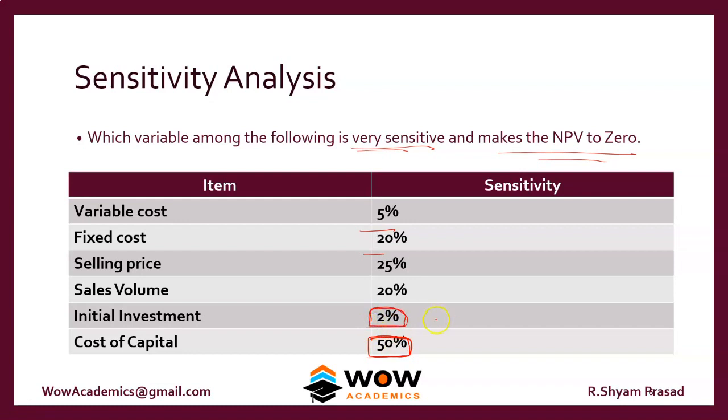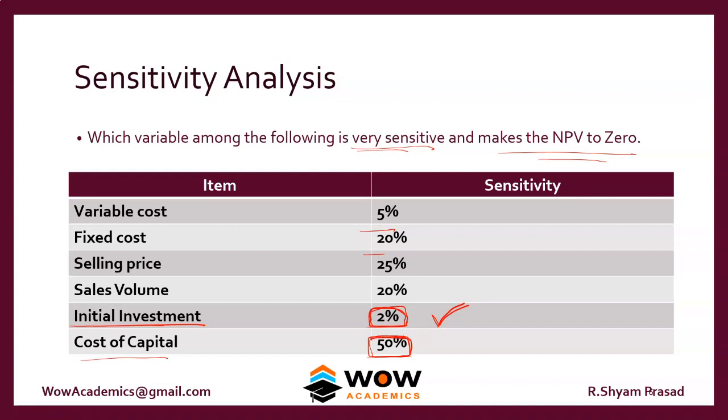The answer is you have to focus on the lowest number, because even a 2% change in initial investment will make the NPV 0. But if you take cost of capital, the cost of capital has to change by 50%. Changing by 50% is a very low probability, but changing by 2% is a high probability. So you have to focus on initial investment.